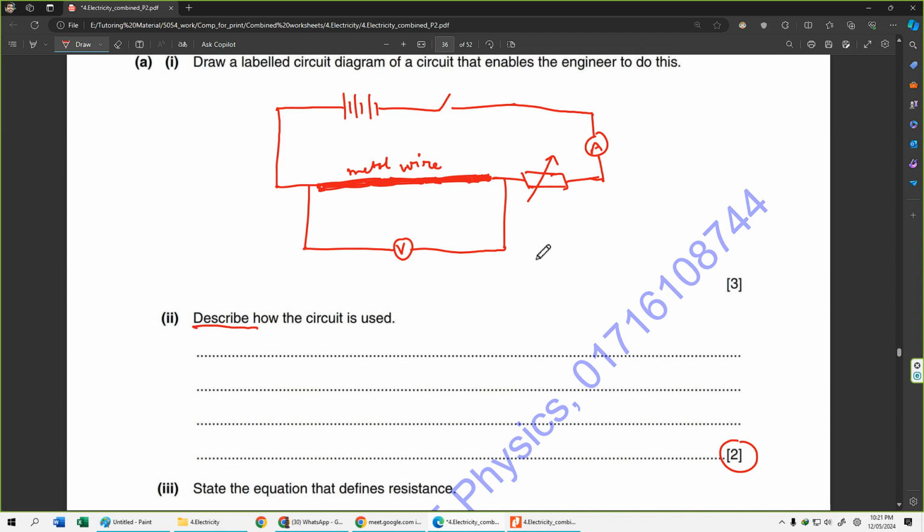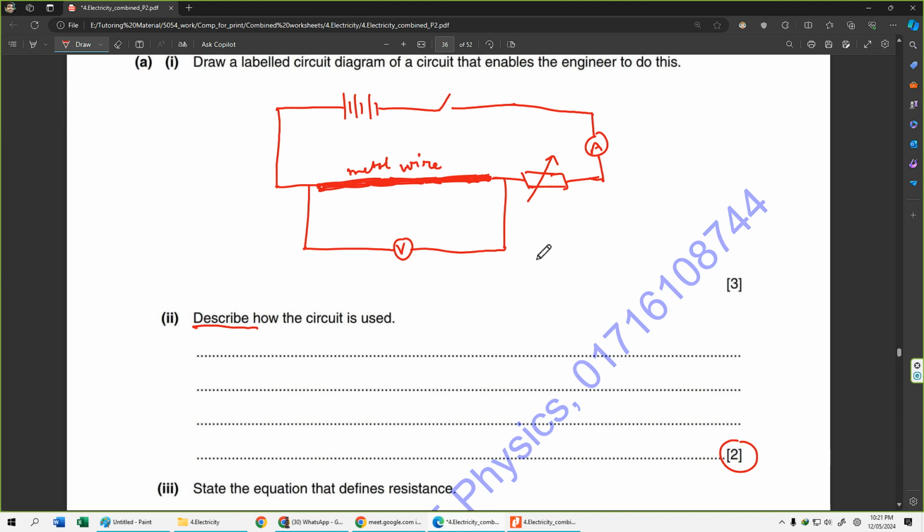Describe how the circuit is used. If I was writing this answer, I would write it this way. I'll take direct help from the circuit. Listen to me, don't write the dictation, but understand what I am saying.